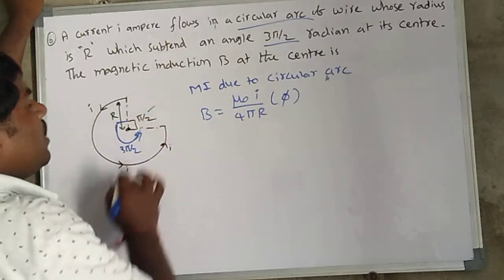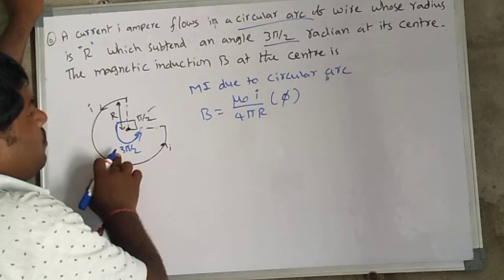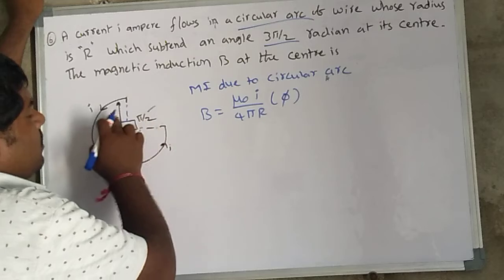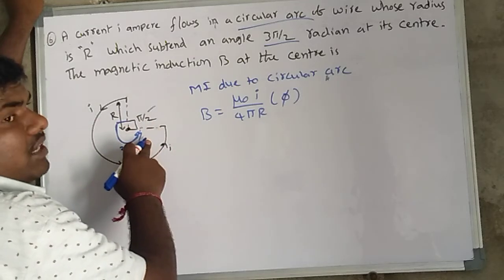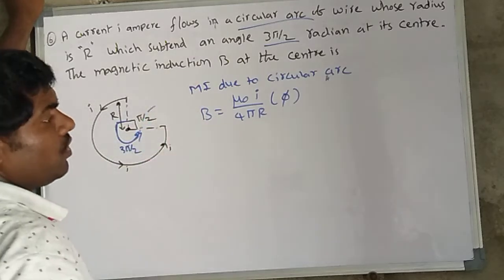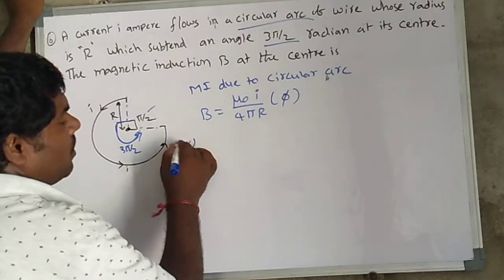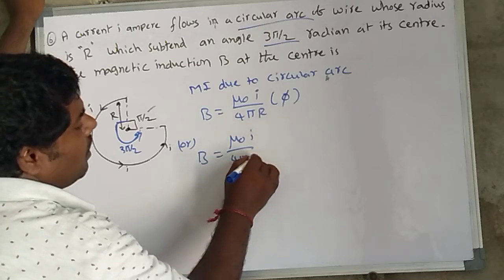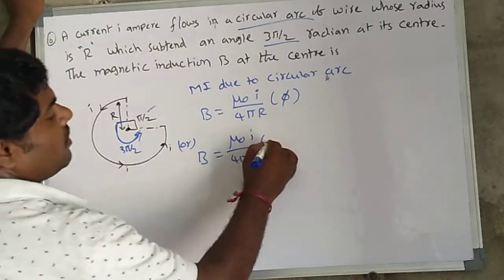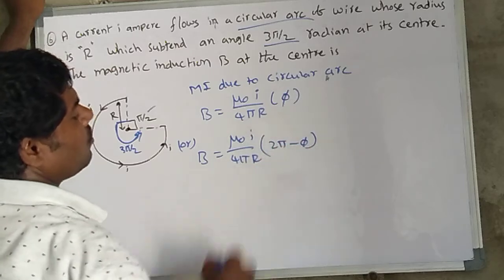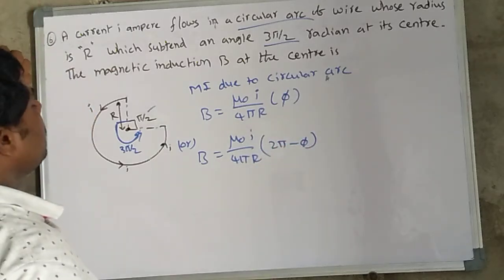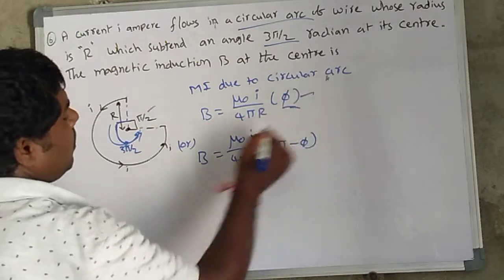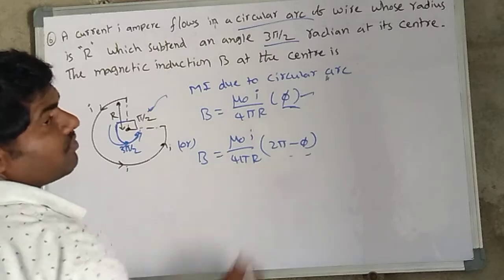Sometimes they will give this value. They won't give this 3 pi by 2. Here the pi by 2 nothing but you may identify there. So here the 90 degrees, minus, nothing but this is the 270 degrees. This 270 nothing but 3 pi by 2. So that time also, B is equal to mu naught I divided by 4 pi r into remaining this part is nothing but 2 pi minus pi by 2 also. If you take directly this angle, you may use this formula.